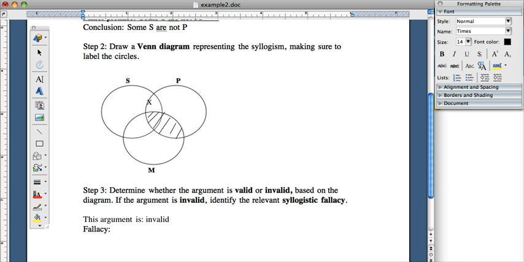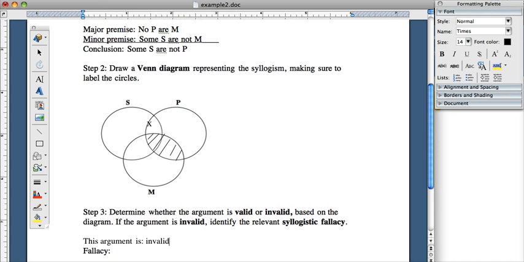Okay, and what fallacy does it commit? Well, the major term is distributed in the conclusion, but it's distributed in the premise also. So it's not illicit major. The middle term is not distributed in the major premise, but it is in the minor premise, so it's not undistributed middle. It's not illicit minor because it's not distributed in the conclusion, so we don't have to worry about that. But we have here two negative premises.